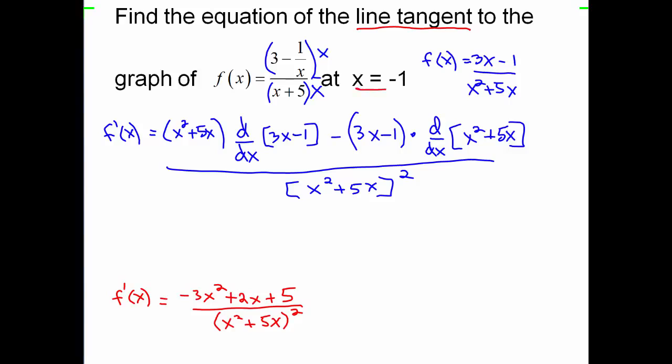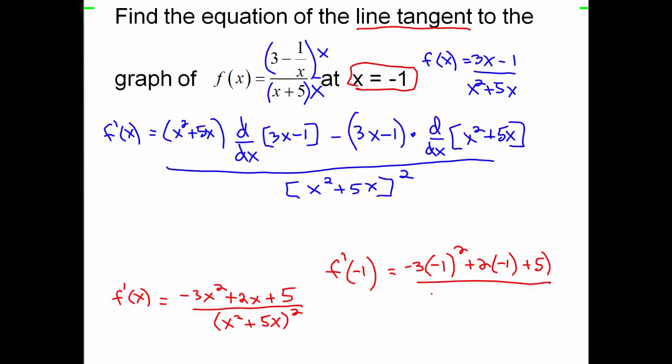Now, x is equal to -1. That was given to us. So I'm going to plug -1 into here. So f prime of -1: -3 times -1 squared plus 2 times -1 plus 5, all over -1 squared plus 5 times -1, squared. So this is going to give us -3 times 1, minus 2 plus 5.